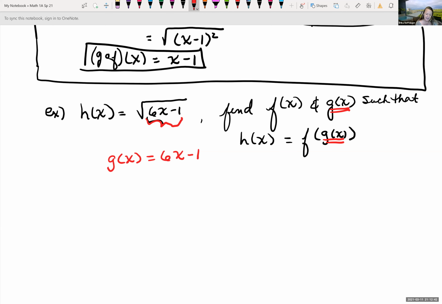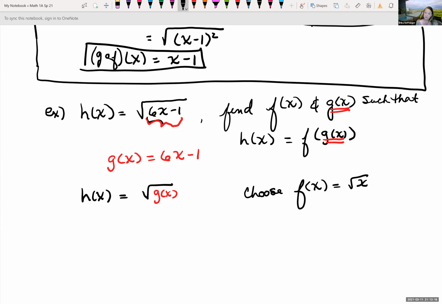Well, if that's the case, then notice that h of x right now is equal to the square root of g of x. So we want to be able to find our outer function f of x. To look at that, wherever we see g of x in here, we're going to replace that with x. So we're going to choose f of x then to be the square root of x.